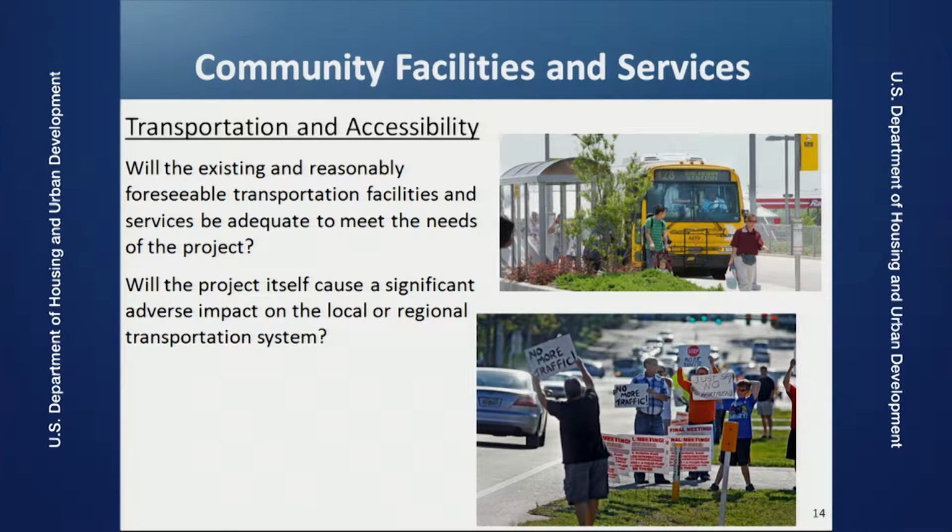As far as transportation and accessibility, is the project served by a safe and adequate public transportation service? Will the existing and reasonably foreseeable transportation facilities and services be adequate to meet the needs of the project? Will the project itself cause a significant adverse impact on the local or regional transportation system? Does the project require a traffic study? Has one already been performed? Are there any actions identified in the study that need to be taken?